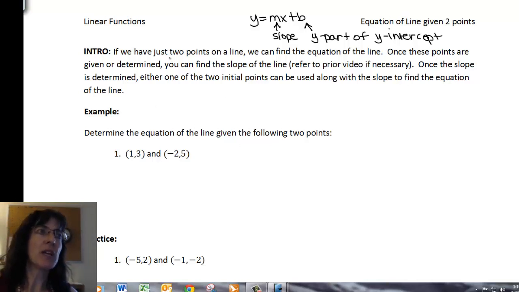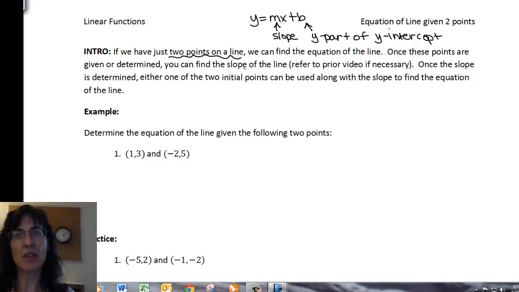But if you give me any 2 points on a line, I can find the equation of the line, and I want to teach you how to do that. So once the points are given or determined, you can find the slope. So we'll first calculate the slope from the 2 points that we know. And then once we have the slope, we can use either one of those 2 points we started with and the slope to find the equation.